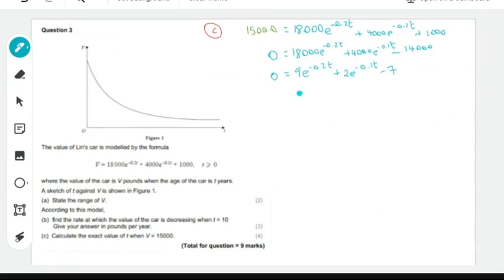Now we can see this is looking a bit more like a quadratic, but one thing that I don't like, which I'm hoping you guys also don't like, is the negative powers. Too much negativity. So if we multiply everything through by e to the power of 0.2t. In fact, what would we get? I'm going to ask you guys. What would we get if we multiply everything by e to the power of 0.2t?